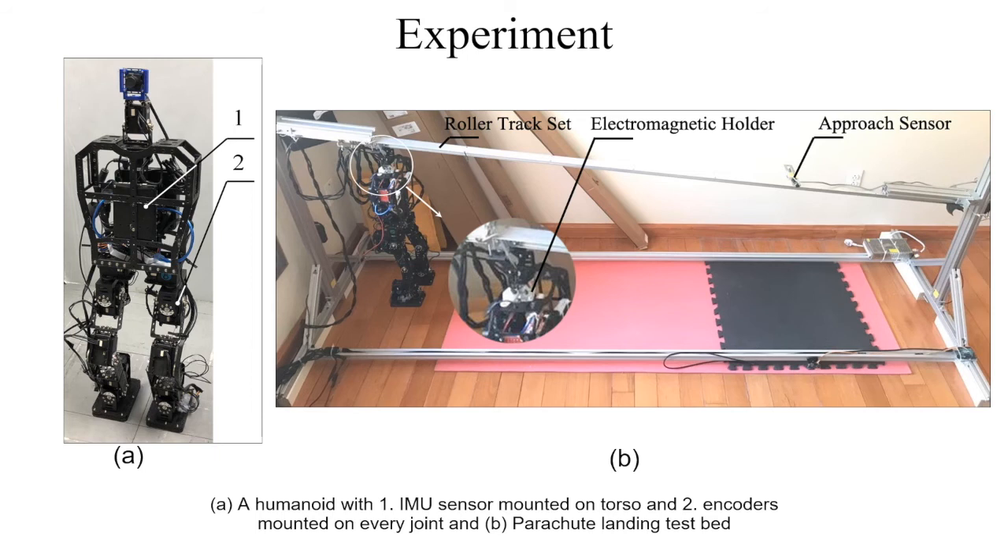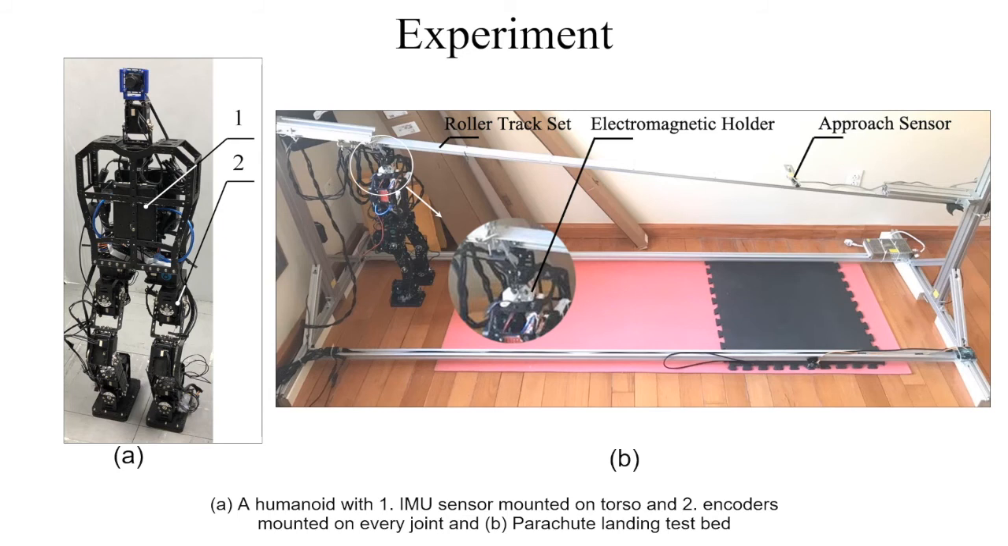To verify the quality of the solved trajectory, we tested with a 12 degrees of freedom bipedal robot. We mount an IMU on the torso to measure the linear acceleration when the robot touches the ground. We also have a built-in encoder in each motor.